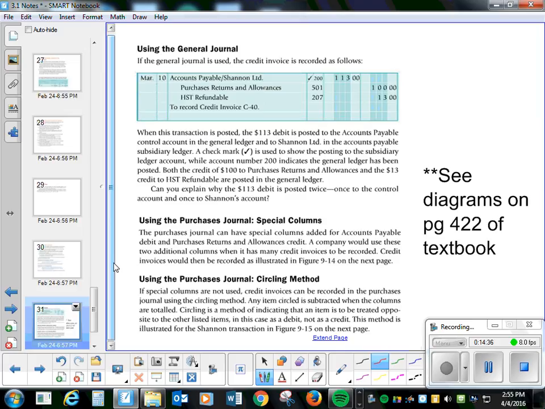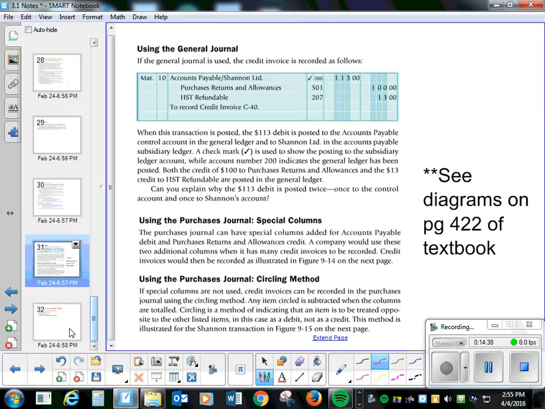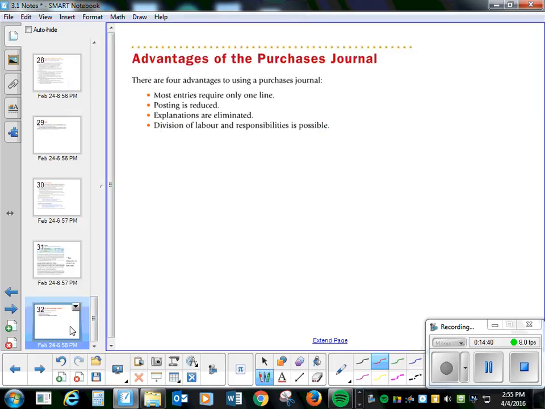Okay, and let's see what else. Okay, then there's 4 advantages of using the purchase journal. Most entries require only 1 line, posting is reduced, explanations are eliminated, and division of labor and responsibility is possible. So whenever we can save time, we definitely want to.